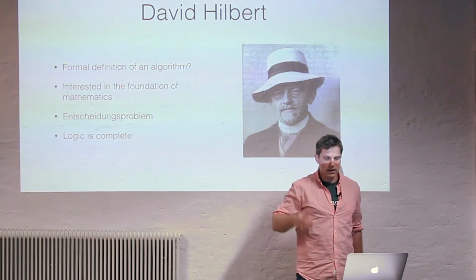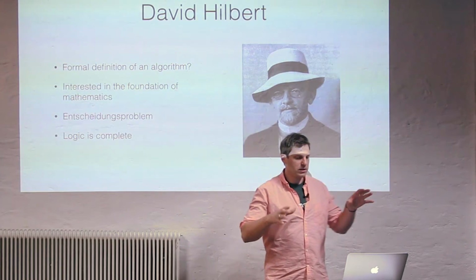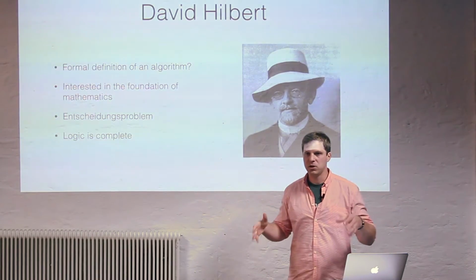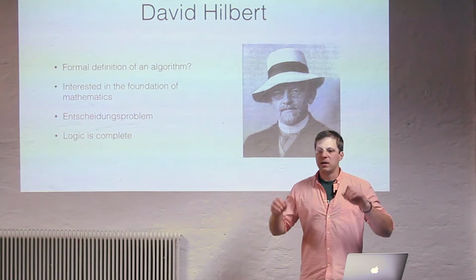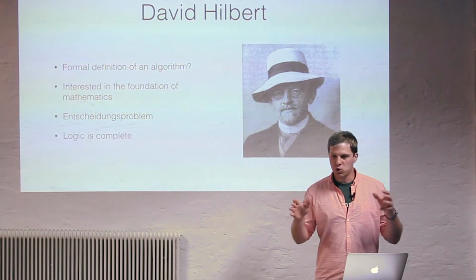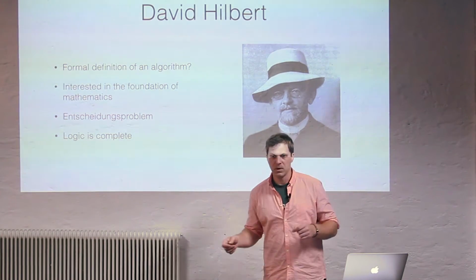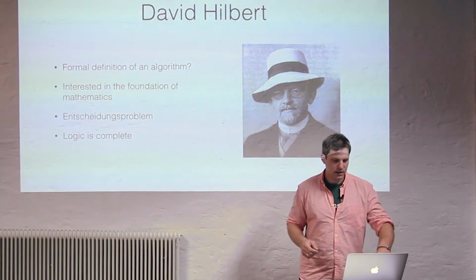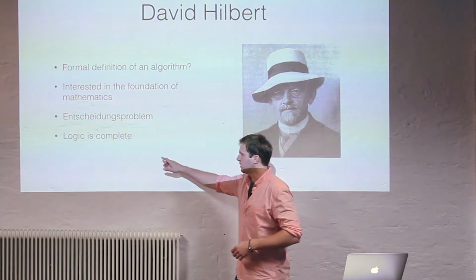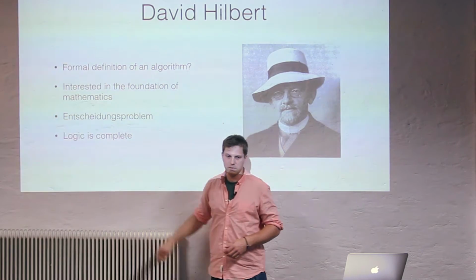Essentially, it's kind of a challenge for a definition of an algorithm, first of all. What the Entscheidungsproblem is saying is that if a statement in logic is true, then it must be provable. And if it is provable, then it must be true. This is what he said, but the assumption that he was making is that logic is complete.